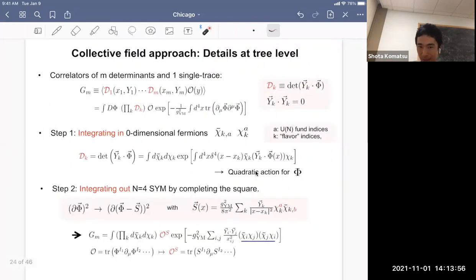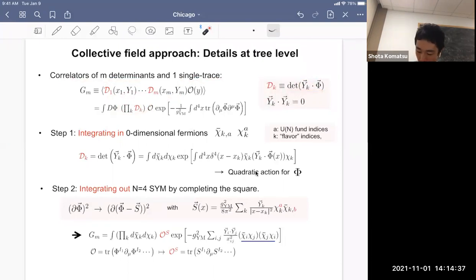So let's do the analysis. To simplify our life, I'm going to describe it at tree level. So actually everything is super simple. Let's consider, to be slightly more general, the correlation function of M determinants and one single trace operator, and write it in the path integral. The determinant operator is defined in this way. In order to preserve supersymmetry, this polarization in the R-symmetry direction must be null. But anyway, the details of the form are not so important.